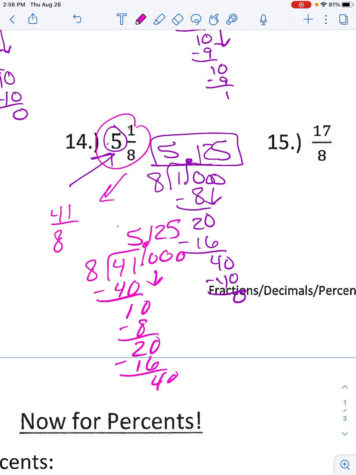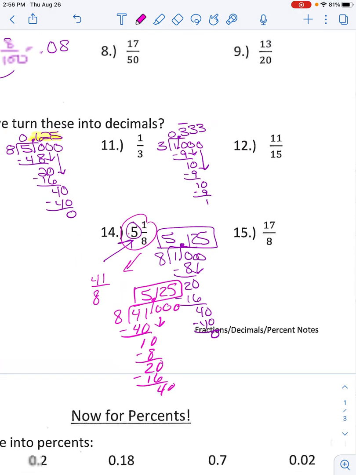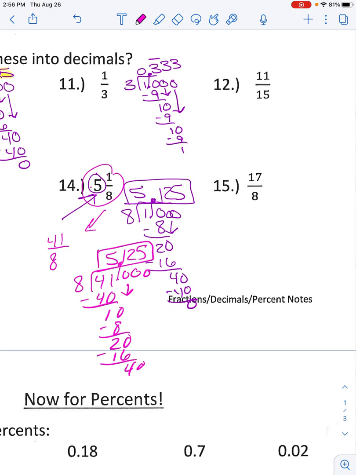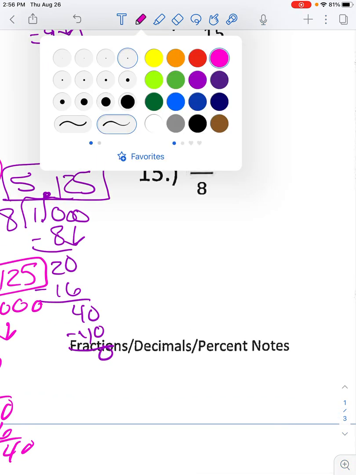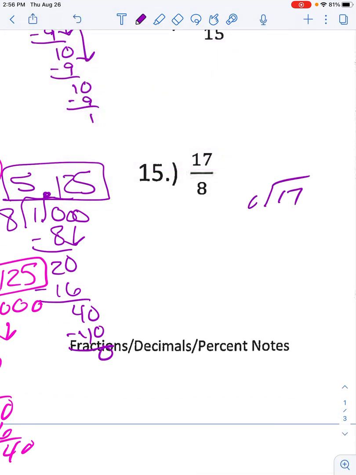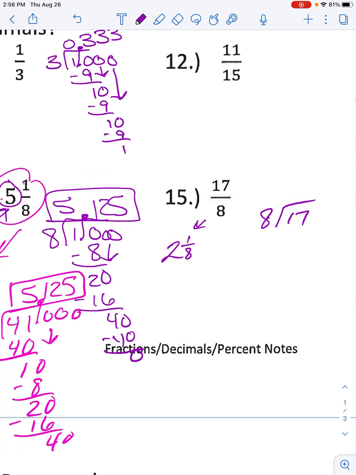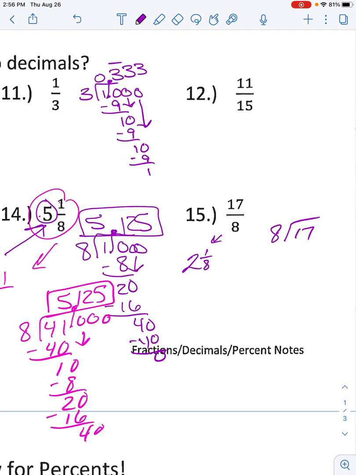We get 5.125. Okay, so either way, you can do 1 divided by 8, put the whole number in at the end, or change it into a mixed number and divide. Same thing with 17/8. You can start by doing 17 divided by 8, or you can change 17/8 into a mixed number, 2 and 1/8, and then do 1 divided by 8 and add your 2 at the end.